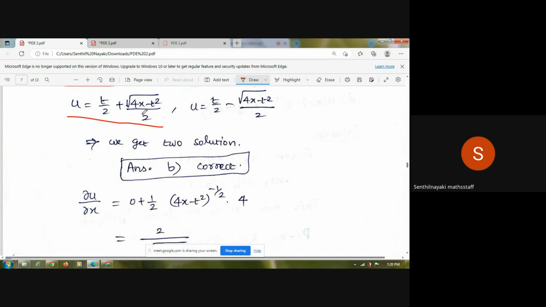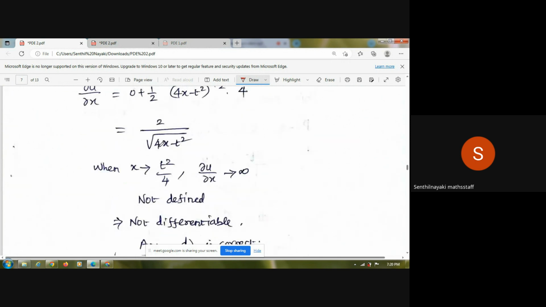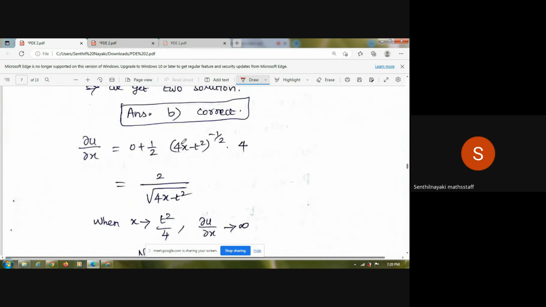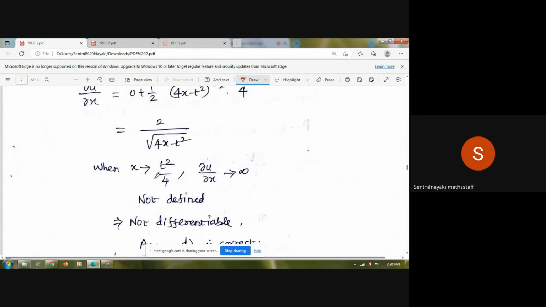Then here 1 by 2, then minus 1 by 2, (4x minus t square) whole power minus 1 by 2, into 4. So then we get 2 by square root of 4x minus t square. When x tends to t square by 4, the 4 gets cancelled, then t square minus t square equal to 0.